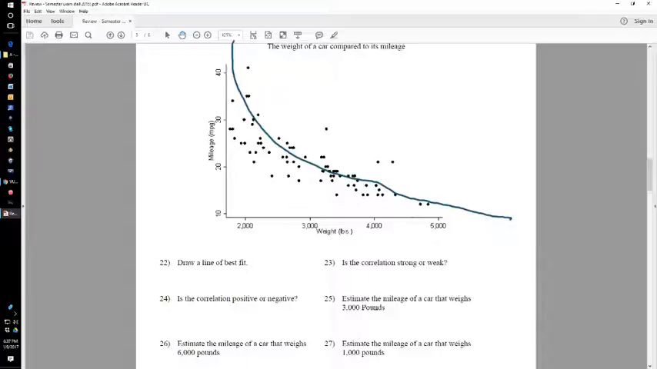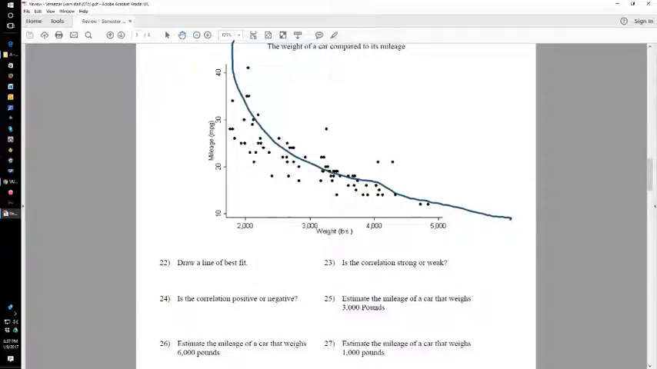Alright, it's probably more, not logarithmic, not exponential. It's probably more rational than anything else. But, hey, it's just trying to get us good predictions. So draw a line of best fit. You're not going to have anything that complicated on the test, but we're drawing a line of best fit.